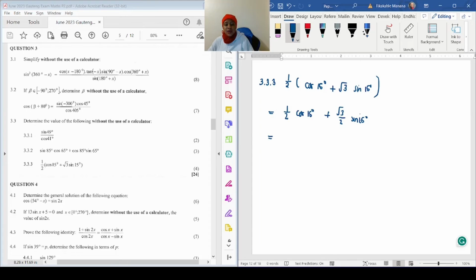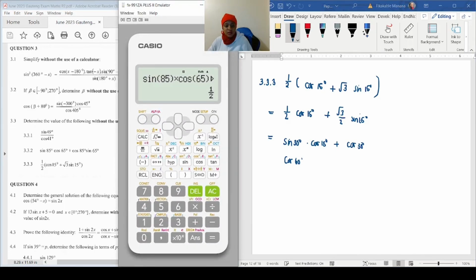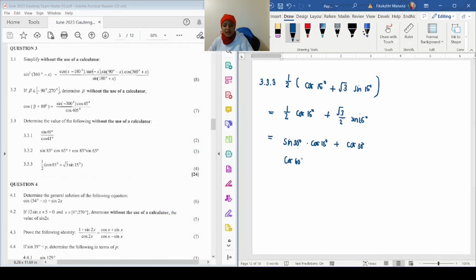All right, so I know that a half is sine 30, or cos 60. Yeah, let's see. I'll see which one I end up using. And then I have cos 15. And then square root 3 over 2 is cos 30, right? We can always check that, yeah, so cos 30 or sine 60. Okay, I'm just going to write that there as an option. And then I'm going to multiply it by sine 15.